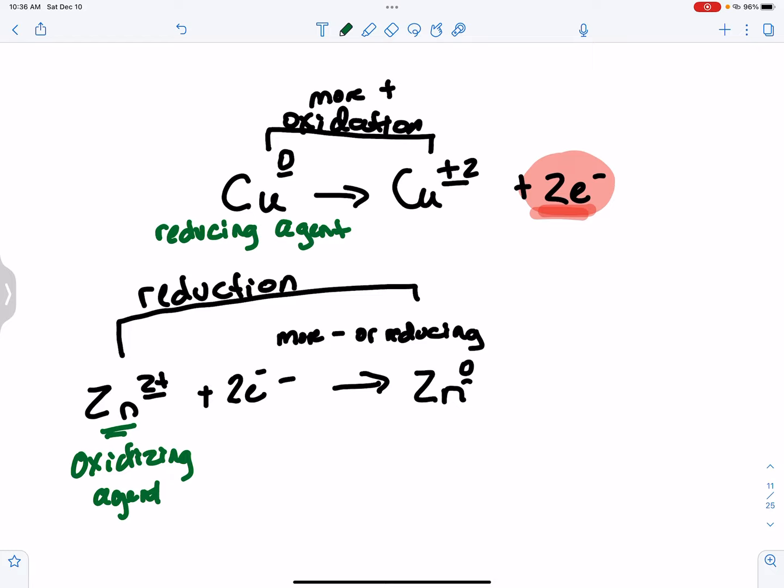I recommend just using one set. When I was in school, I learned this set with just oxidation reduction. And then I just flip the word when I'm talking about the agent. And I also recognize that the agent is always going to be the reactant that's doing something.